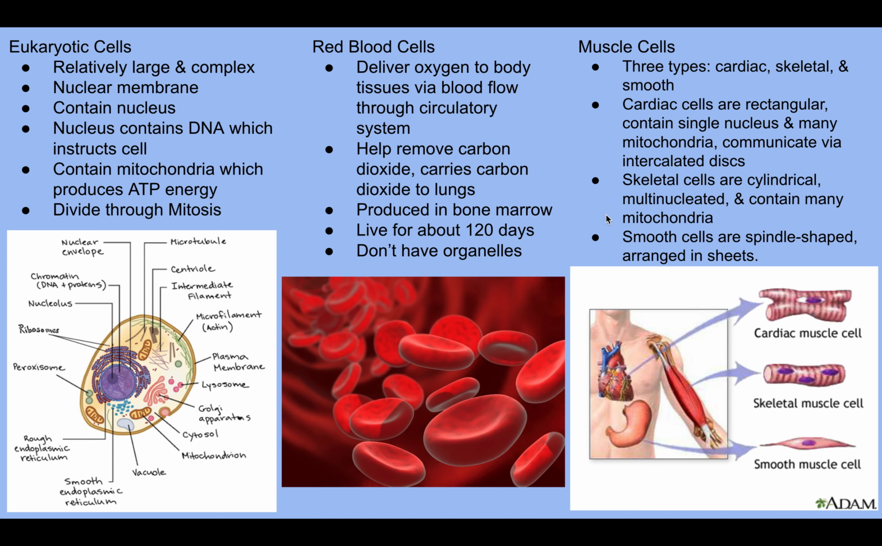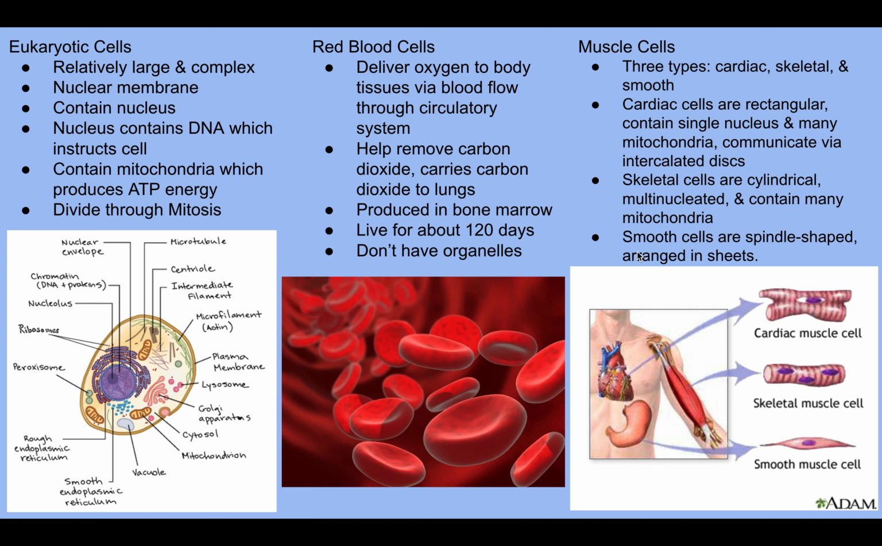Moving on, the second muscle cell is the skeletal cell, and they are cylindrical shaped, multinucleated, and also contain many mitochondria. Skeletal cells can be controlled by you, so skeletal muscle cells are in your arm because you can control the muscle in your arm. So the muscle in your arm is an example of a skeletal muscle cell.